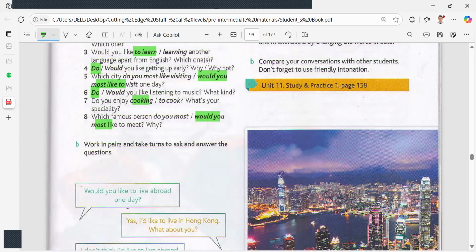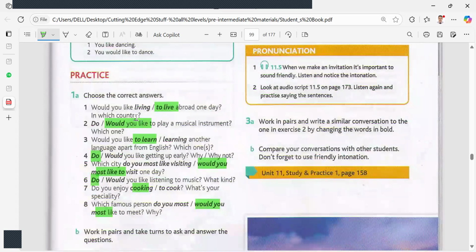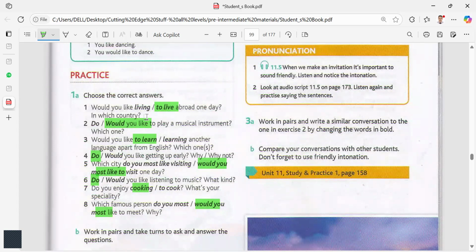Would you like to live abroad one day? For example, yes, I'd like to live in Hong Kong. What about you? I don't think I'd like to live abroad. I like being near my family. What about you? Would you like to live abroad one day? No, I don't think so. Also because I want to be near my family. Exactly. Would you like to play a musical instrument? Which one?